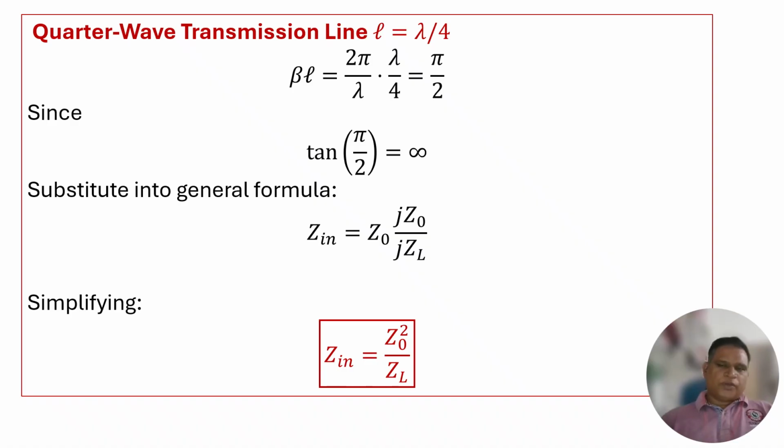When length L is equal to lambda by 4, the transmission line is called a quarter wave transmission line. L is equal to lambda by 4, therefore beta into L is equal to 2 pi by lambda into lambda by 4, which is equal to pi by 2. Since tan pi by 2 is equal to tan 90, that is equal to infinity, the input impedance Zin is equal to Z0 square divided by ZL.